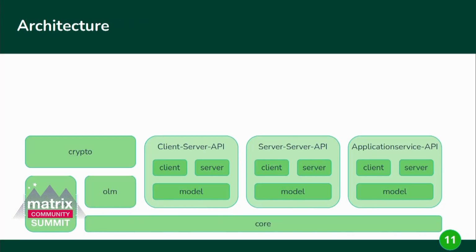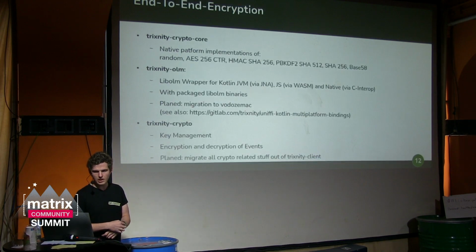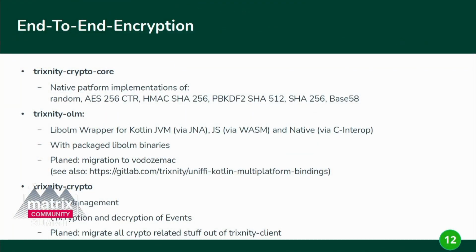Then we have all the crypto stuff. There is crypto core on the low level. We have wrappers for libOlm, the C library, and on top of that, some higher level crypto stuff for decryption, encryption, and so on. And the crypto core uses native implementation for random, AES, CTR, HMAC, and so on. And these use really native implementations. So we don't have one common library like OpenSSL for all platforms. We use the existing implementation on each platform.